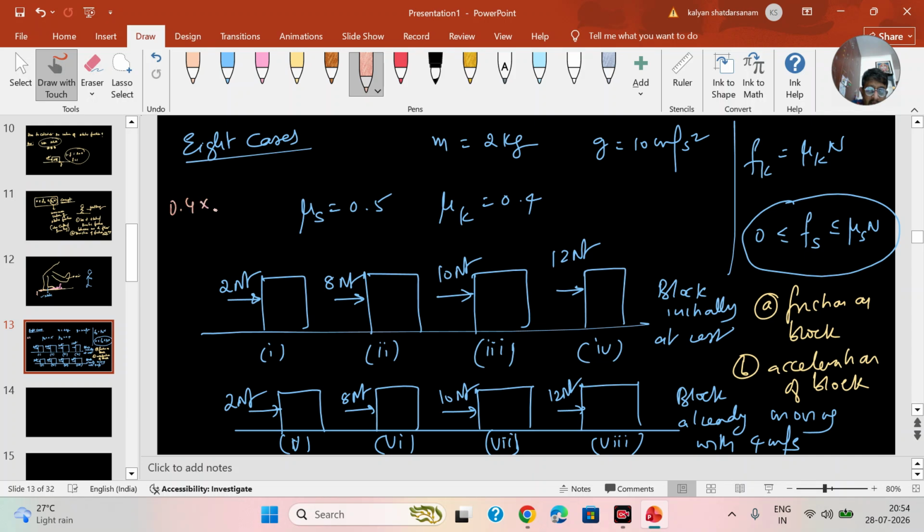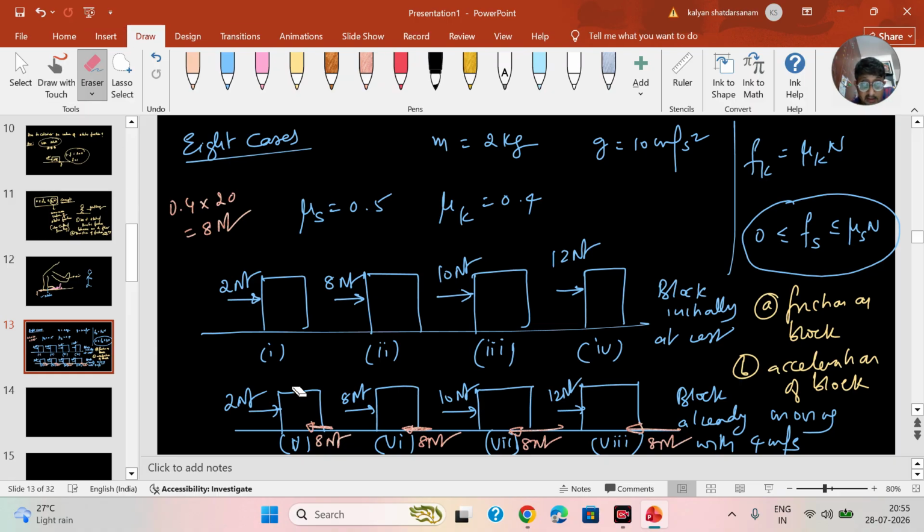Mu k is 0.4 and n in each of these cases, because the block is not accelerating vertically, happens to be equal to mg. N may not always be mg. Luckily in these cases n is mg, which is 20. So 8 Newton. So in each of these cases where the block is already moving, the friction is 8. That's straightforward. Whenever there is a relative motion between the two surfaces which are in contact, it's going to be kinetic friction, mu k n direct.